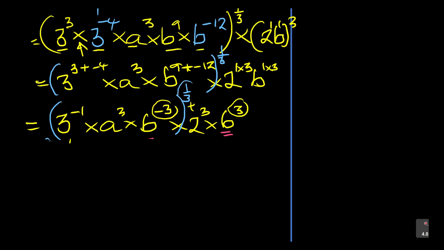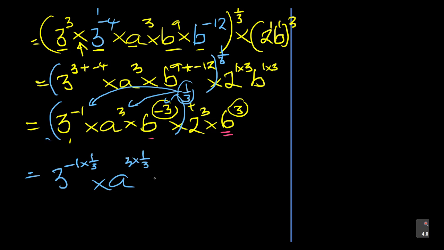So what do you do from here? This 3 is multiplying every item. It will multiply as exponents. Let me use a different marker now. It is going to be 3 to the power minus 1 times 1 over 3, times A to the power 3 times 1 over 3, times B to the power minus 3 times 1 over 3. See that? Then times that 2 cubed you will maintain, and times B cubed will maintain.